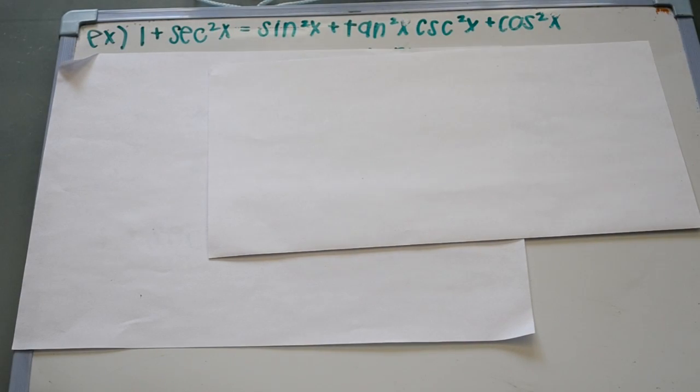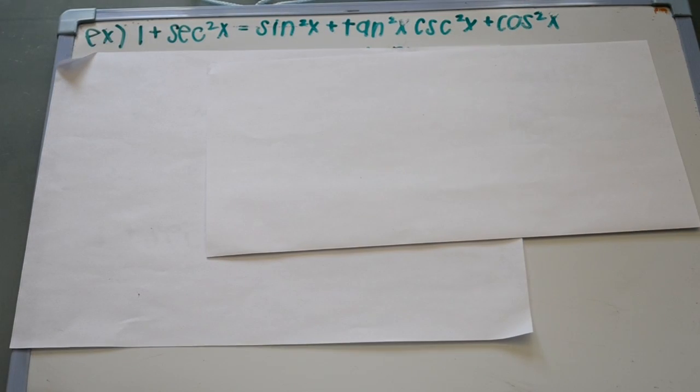Now let's try an example using the Pythagorean identities. So here we're given an expression. 1 plus secant squared x is equal to sine squared x plus tan squared x times cosecant squared x plus cosine squared x. You know you can work on either side, so for now let's work on the right side since it looks more complicated.